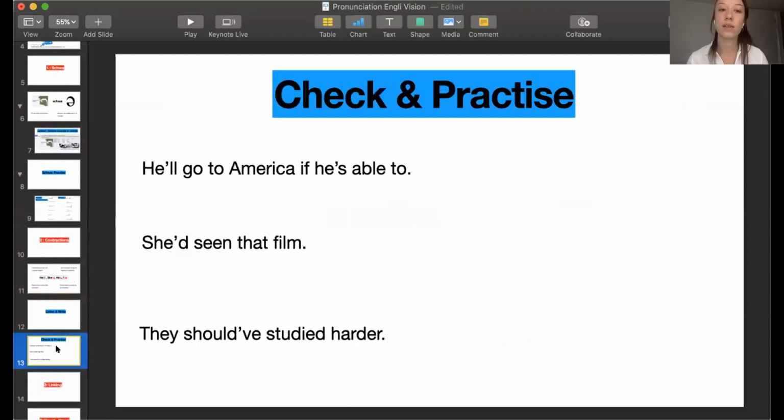Okay, for example, you can listen to me read. He'll go to America if he's able to. He'll go, he'll go. She'd seen that film, she'd seen. They should have studied harder. They should have studied harder. Should have studied.